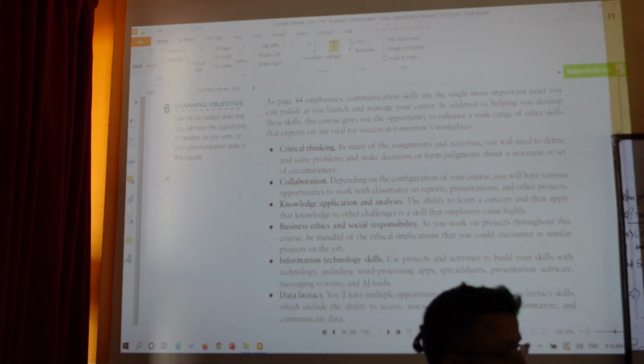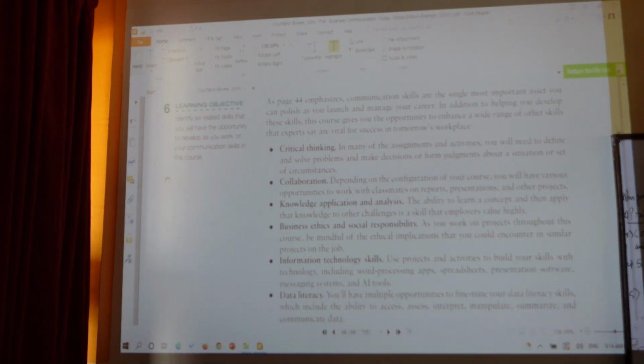Last one? Data literacy. You'll have multiple opportunities to fine-tune your data literacy skills, which include the ability to interpret, manipulate, summarize, and communicate data. Okay, once again, read. Critical thinking, collaboration, knowledge, application and analysis, business ethics and social responsibility, information technology skill, and data literacy. Everybody say with me.